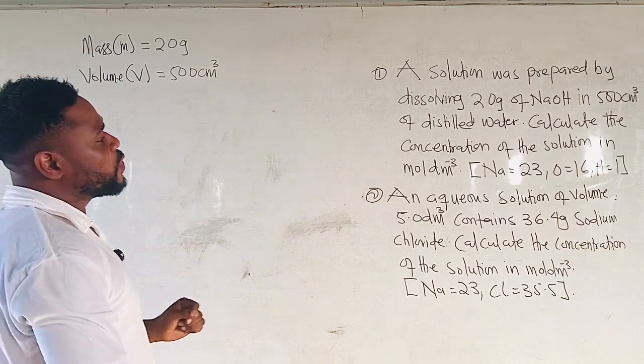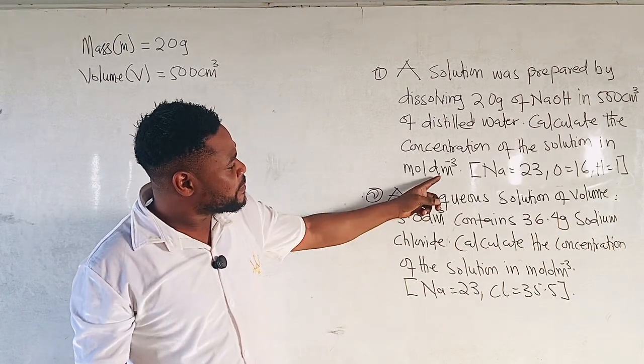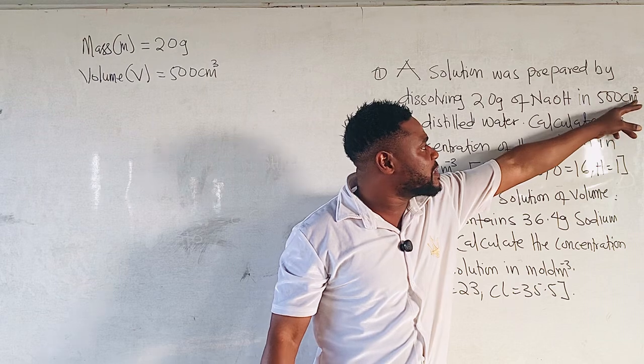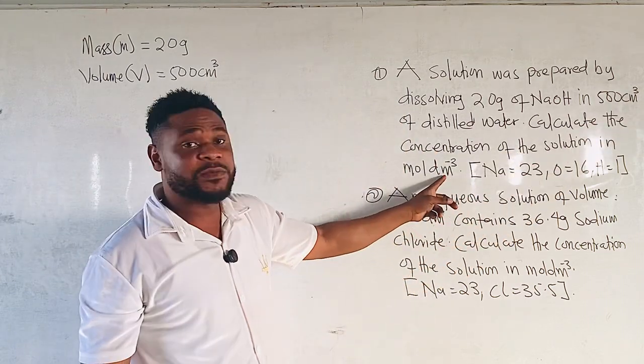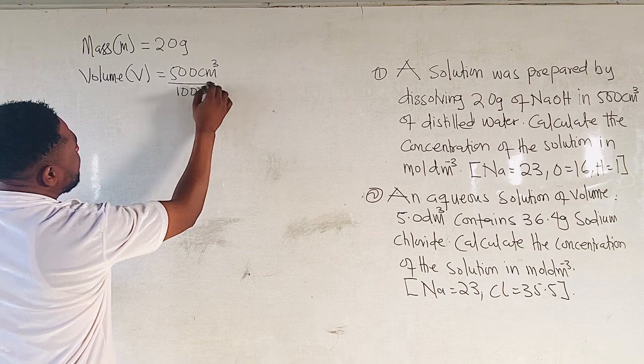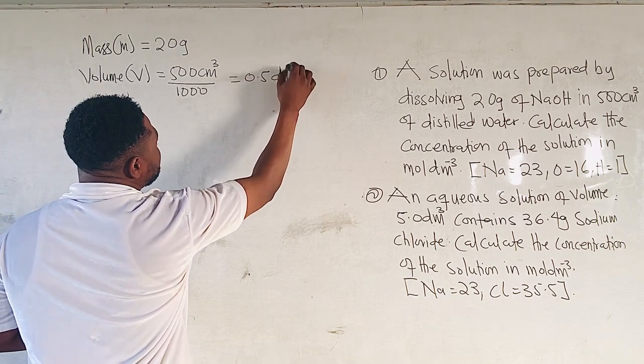But one thing we need to know about the volume is that we are looking for the concentration in mole per dm cube. So we need to change from centimeter cube to decimeter cube. And how can we do that? We divide our volume given by 1000, and that will give us 0.5 decimeter cube.